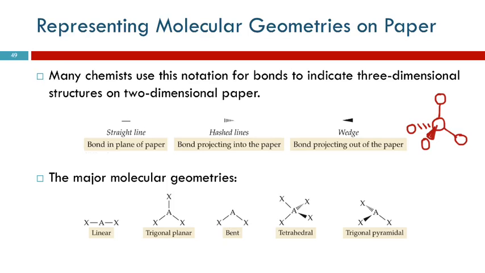So the major geometries would be linear, trigonal planar, and bent. Notice all of these can be drawn with just regular lines because they can all be two-dimensional. And then we have tetrahedral and trigonal pyramid, which is the tetrahedron that's missing a point. Any questions?